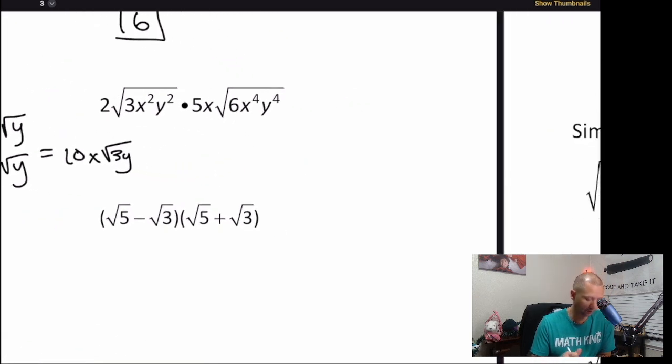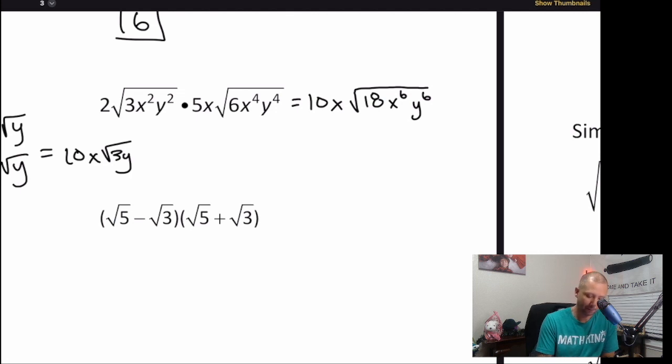Okay, this one looks fun. So coefficients first. It's going to be 10x square root. We're going to multiply everything inside the square root. This is going to be 18. When you multiply common bases, we add the exponents. So x to the 6th, y to the 6th. Okay, simplifying this, 18 is going to be 2 and 9, 3 and 3. So 3 is going to come out. So it's going to be 30x. Left behind is going to be a 2.